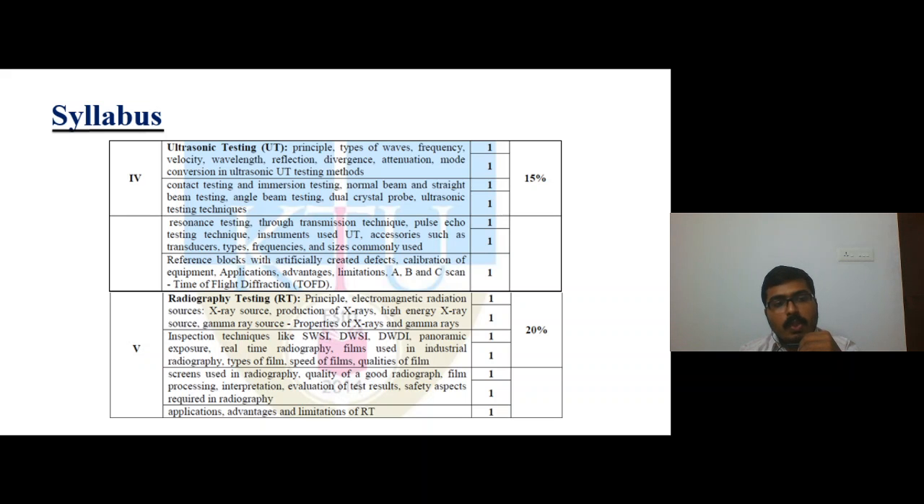Next, it is followed by radiographic testing. In radiographic testing, X-rays or gamma rays will be used for testing purposes, and this is the main source. But this method has a disadvantage, because when an operator is largely exposed to these rays, it is harmful in nature. But it is also one of the techniques which is being used. So radiographic testing will be dealt with in module 5.